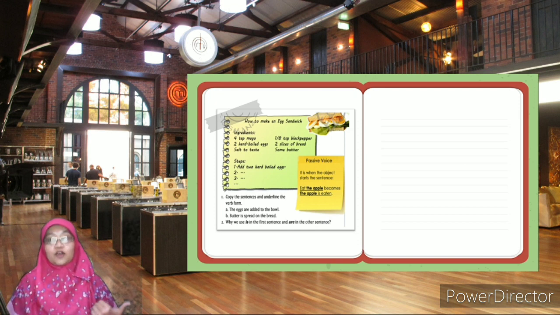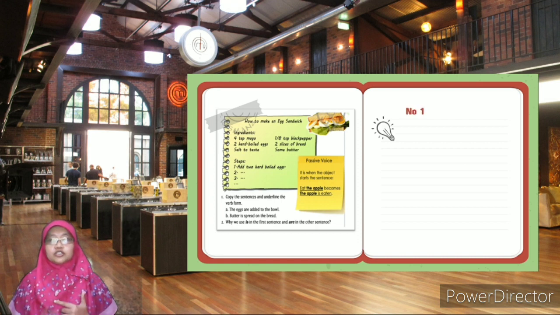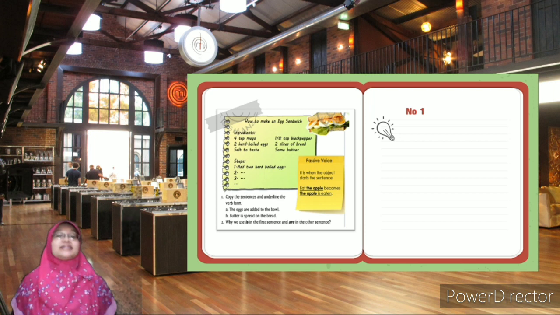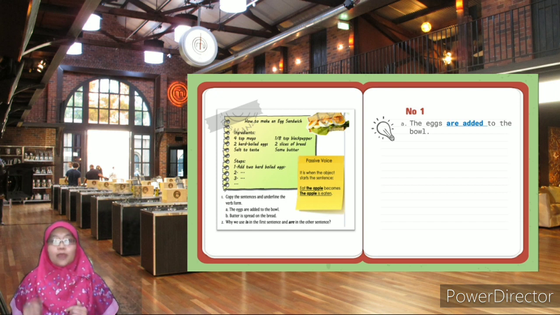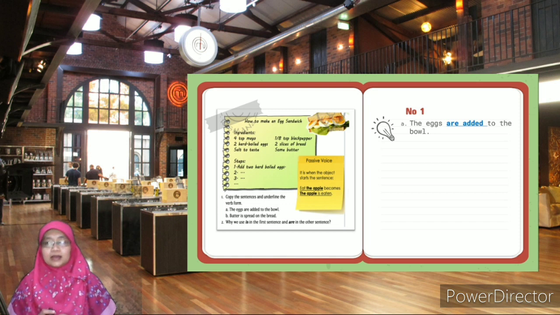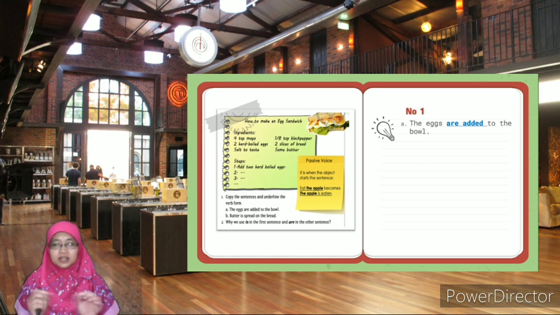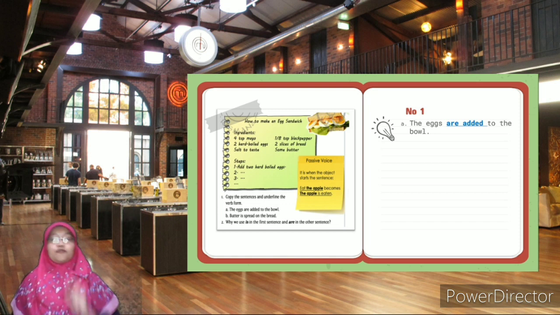That's the passive voice of the first step. So for question number 1, we're going to try to answer that question. Okay, the eggs are added to the bowl. That's the verb form. Look at the blue words that have been underlined. So that is the verb form.